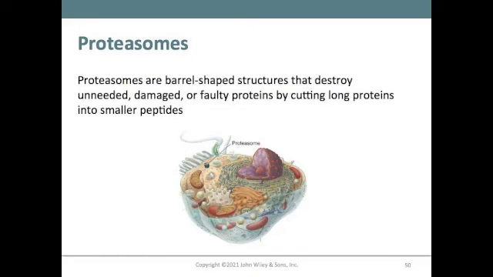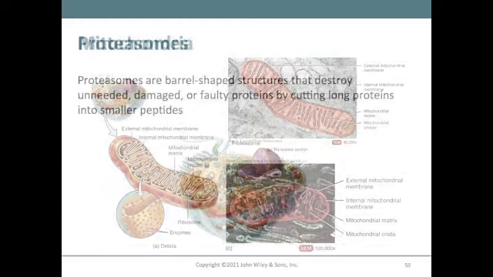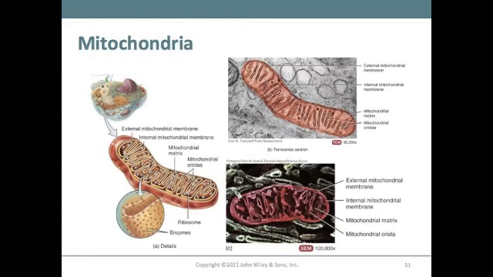Moving on to proteasomes, the continuous destruction of unneeded, damaged, or faulty proteins is the function of these tiny barrel-shaped structures that consist of 4 stacked rings of proteins around a central core called a proteasome. And this figure is 3.23 on page 89.